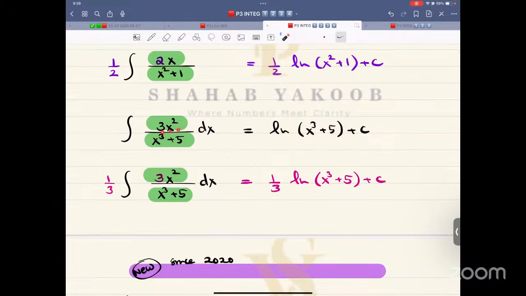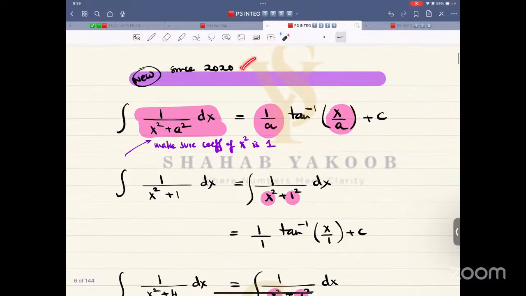Similarly, 3x squared over x cubed plus 5: is the numerator the derivative of the denominator? Yes. So this is ln of the denominator. What if the 3 was missing? So you write a 3 on the inside. In order to balance it, write 1/3 on the outside.